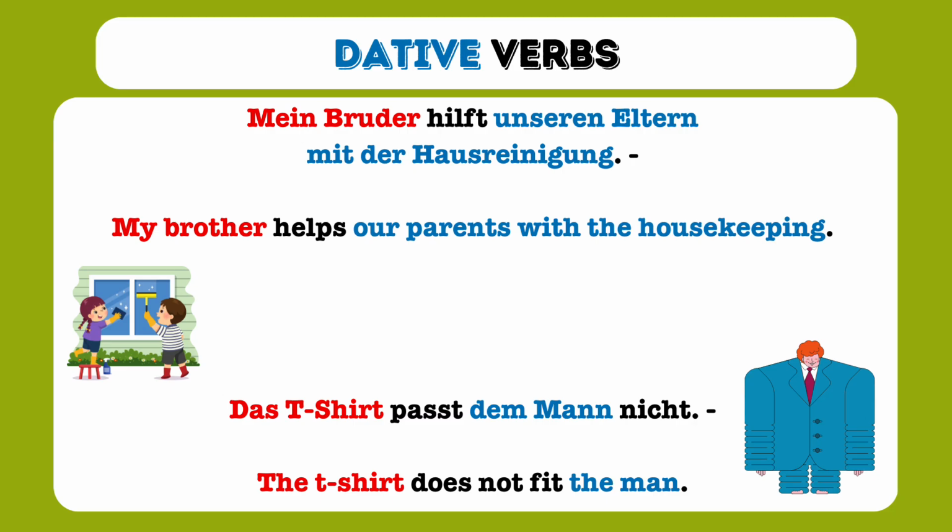Das T-Shirt passt dem Mann nicht. The T-shirt does not fit the man. It is dem Mann in this sentence because the verb passen requires a dative object. Normally speaking, das T-Shirt would be the subject, and dem Mann would be the direct object, which would usually require the accusative case, but we use the dative here because the verb passen makes us do that.